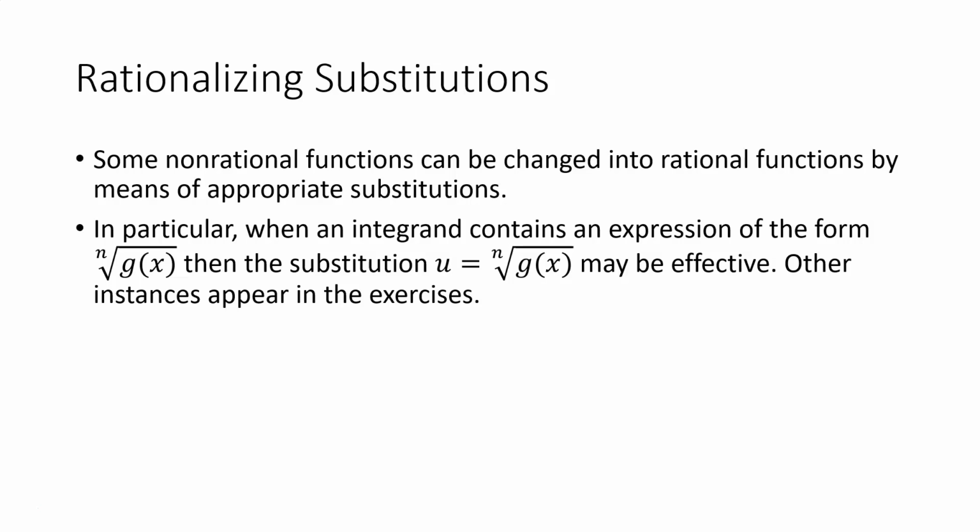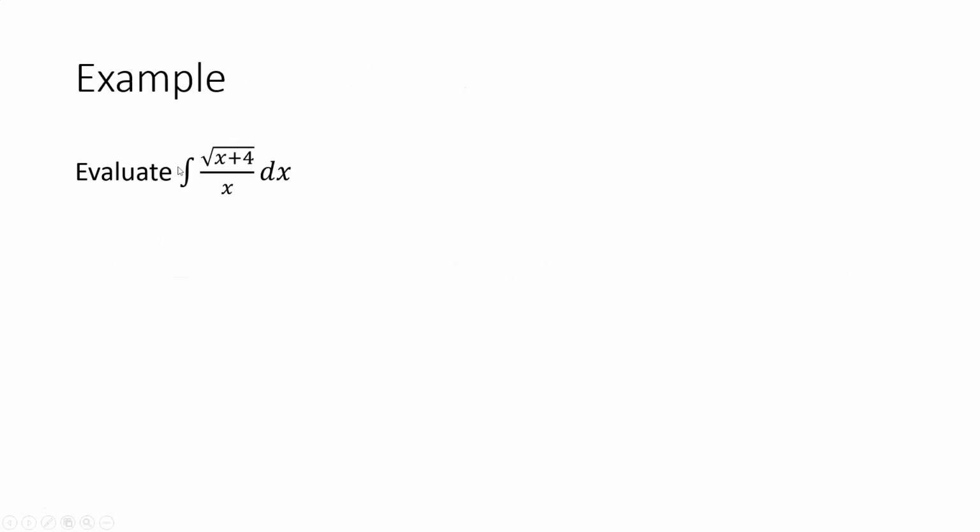So let's look at an example. Here we've got the square root of x plus 4 over x. By taking, in this case, the entire radical expression, u equals square root of x plus 4, we can then hopefully transform this integral into something that involves no more radicals. But it may transform it into a rational expression that may require partial fractions to solve. So that's why we're considering it in our partial fraction section.